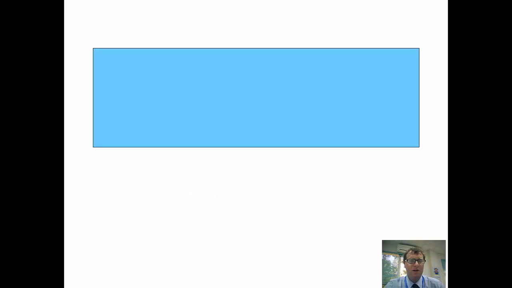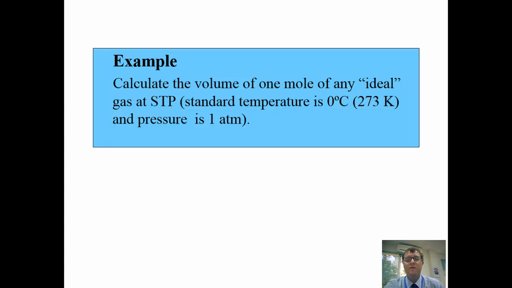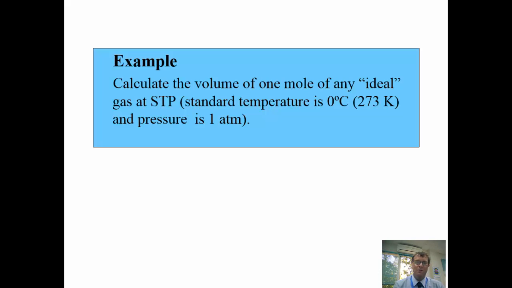So let's cover a couple of examples here. Example number 1: calculate the volume of 1 mole of an ideal gas at STP. So this is standard temperature and pressure. Standard temperature is 273 Kelvin and pressure is 1 atmosphere. I'll give you a moment to think about that. Pause. Your answer should look a little bit like this.